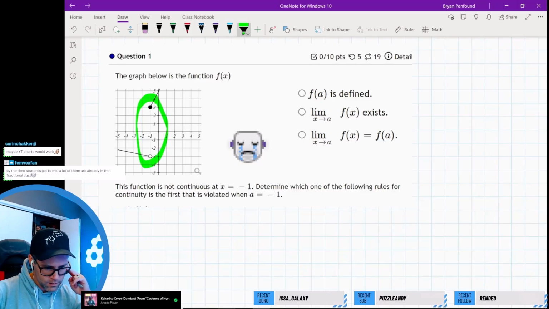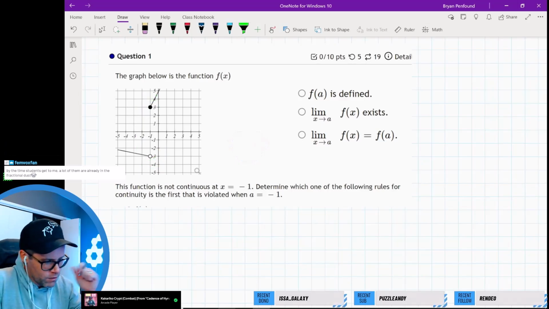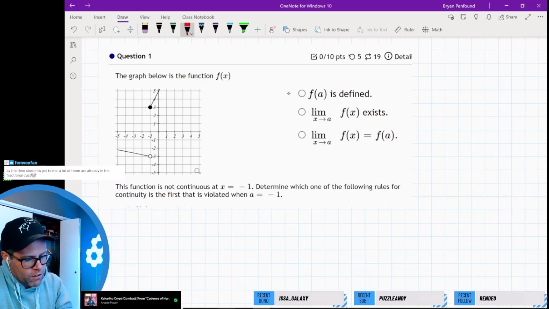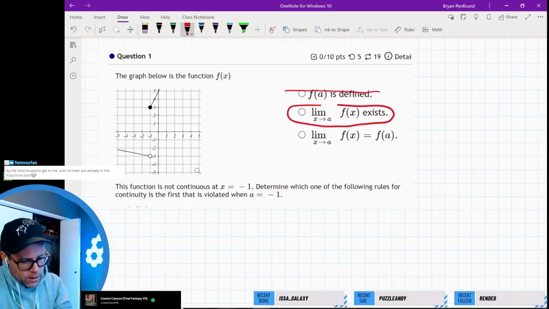Huh? When a equals -1. Okay, I didn't know there was a chain of events that had to happen with regard to continuity. Let's see. The limit does not exist. F of a is defined. So f of a is defined, so it can't be that one. I think it's this one, right? I'm gonna pick this one. The limit does not exist.